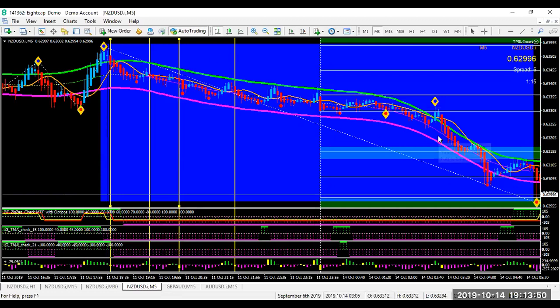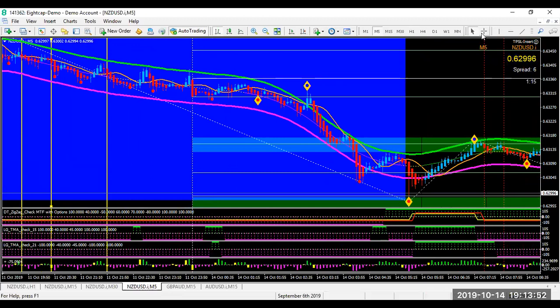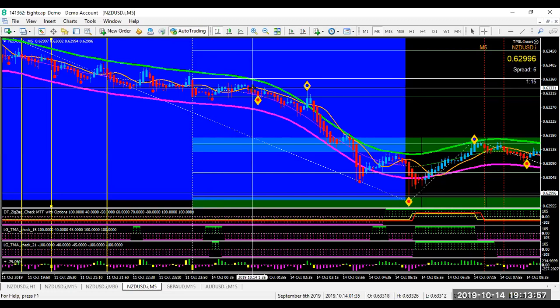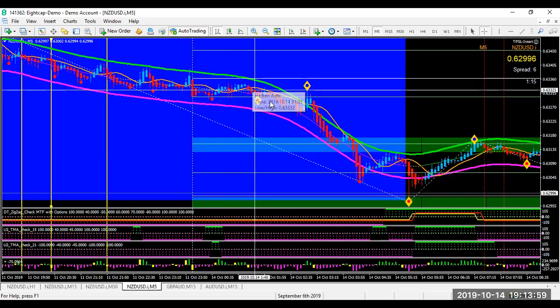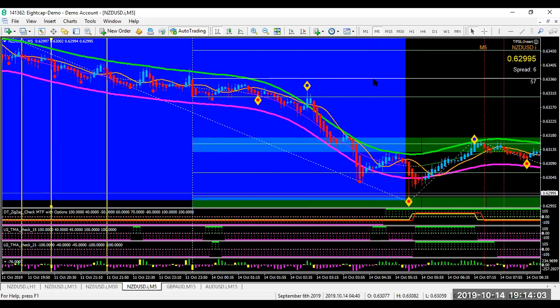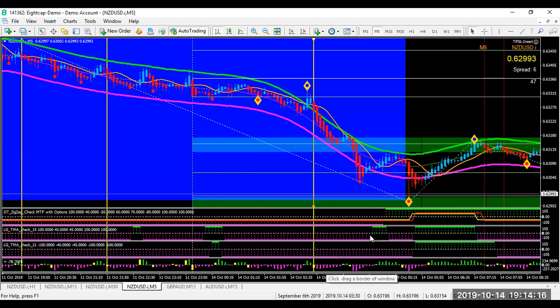But this morning, as you can see, at the start of the new week, the price action is a bit more lively. New Zealand is like Aussie, it moves in the Asian time. Okay, so I just take some of these there.